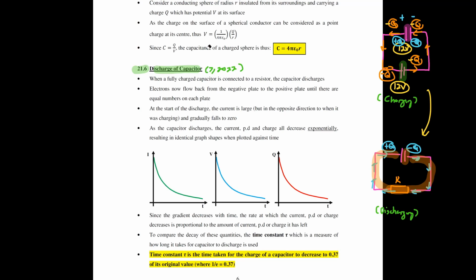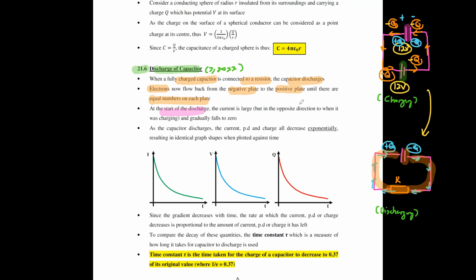All right, when your fully charged capacitor is connected to a resistor, it will start to discharge. Some amount of charge flows from one plate of your capacitor to the other plate. Here, your charge can be thought of as consisting of electrons. They flow from the negative plate to the positive plate until there are equal numbers on each plate. Basically, you're discharging the plates.